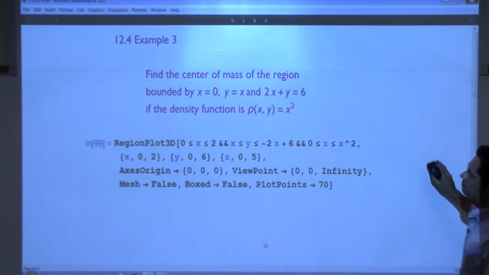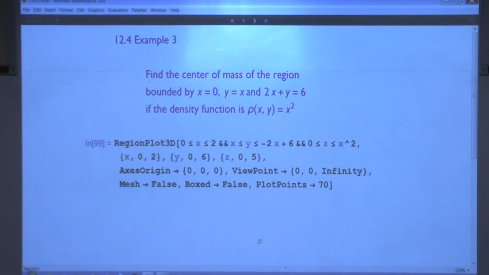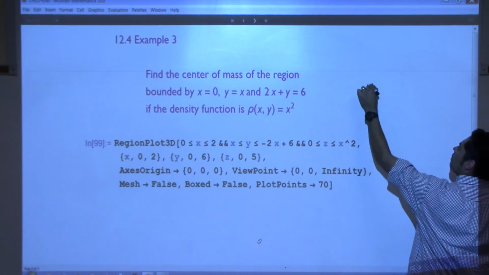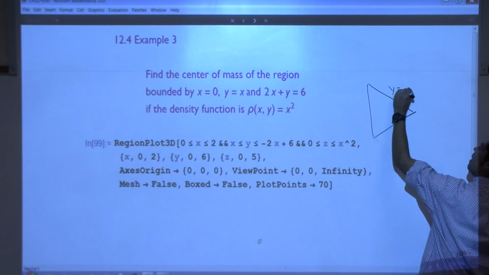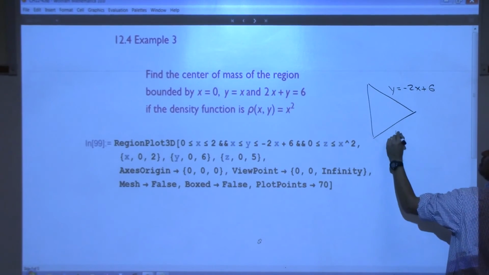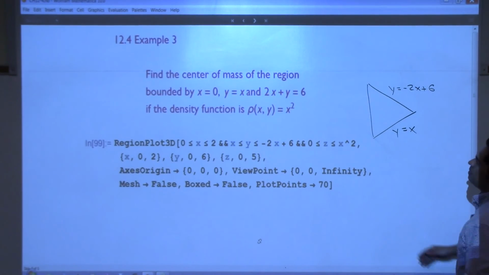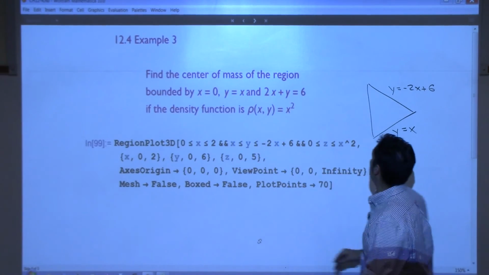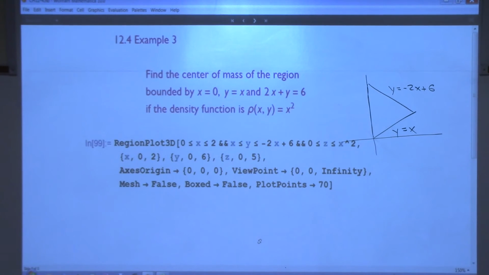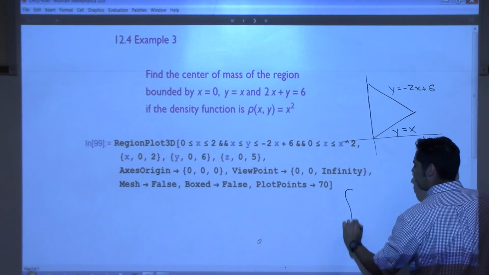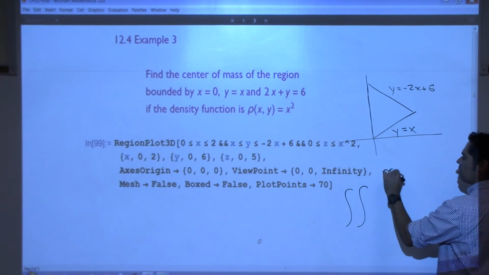So to do it, I only have a few minutes. This was y equals negative 2x plus 6, and this is y equals x. So if you were to draw this region out, that's what you would get. And so you would need your limits of integration. This would be a good type 1 region. So you should go double integral. Let's do the mass first.